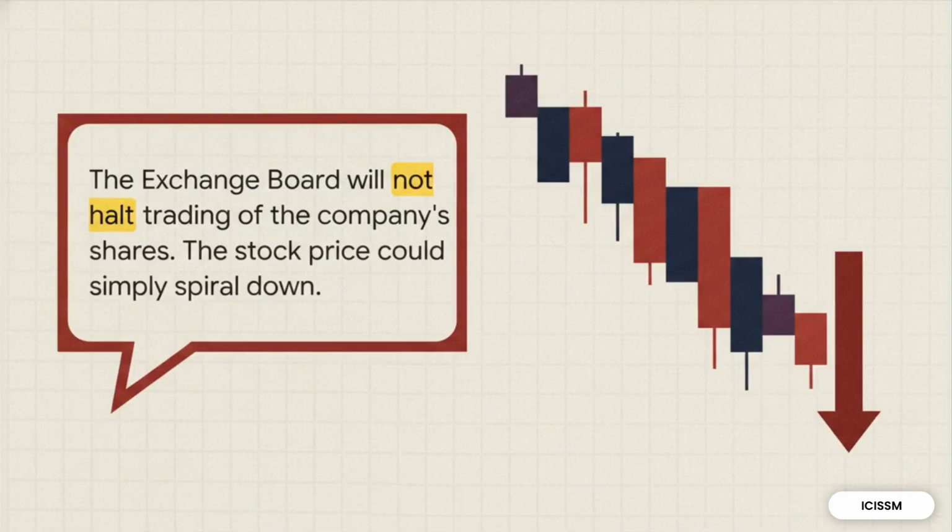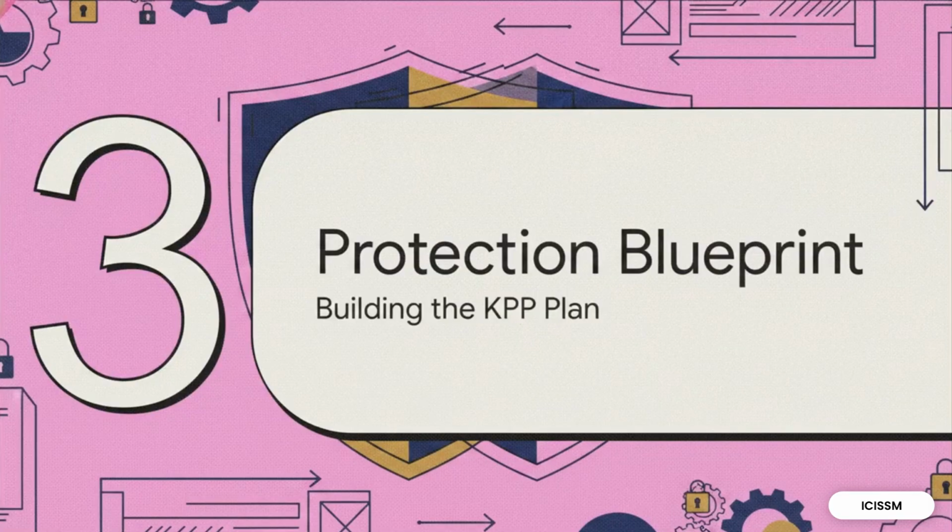And we really need to bust a massive misconception here regarding publicly traded companies. There is this dangerous myth that the exchange board will magically swoop in and halt the trading of the company's shares to save your stock price during a crisis. Let me be clear, that simply isn't true. The exchange board will not do that. Your company's share price could just spiral downward completely unchecked. The financial bleeding is entirely at the mercy of the market, which is exactly why preventing these incidents is an absolute corporate imperative.